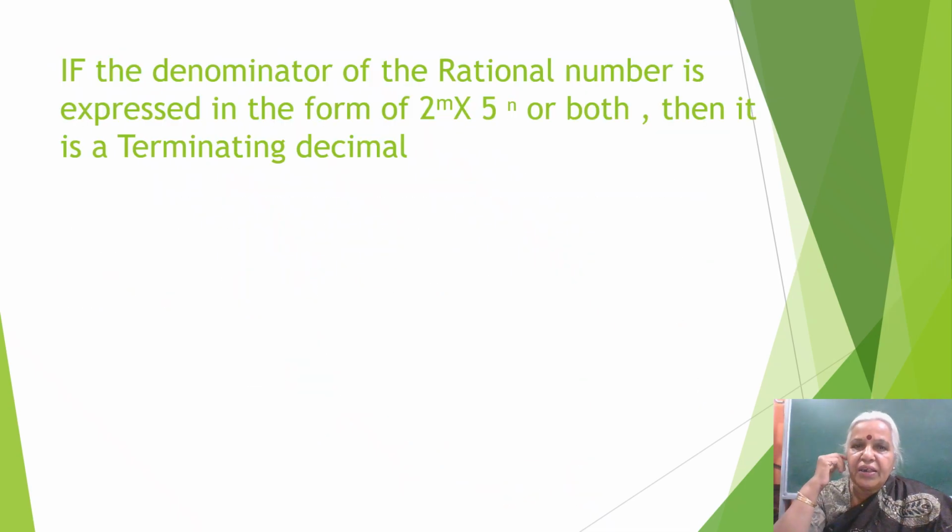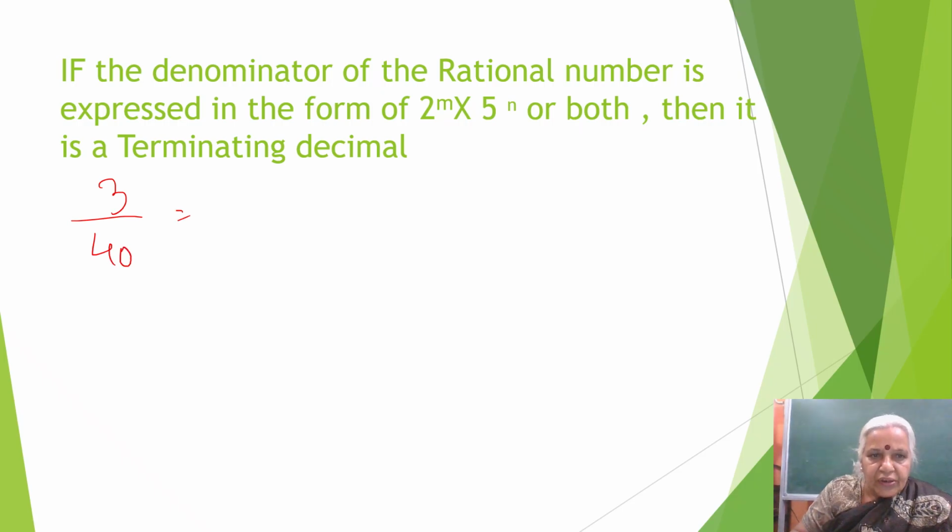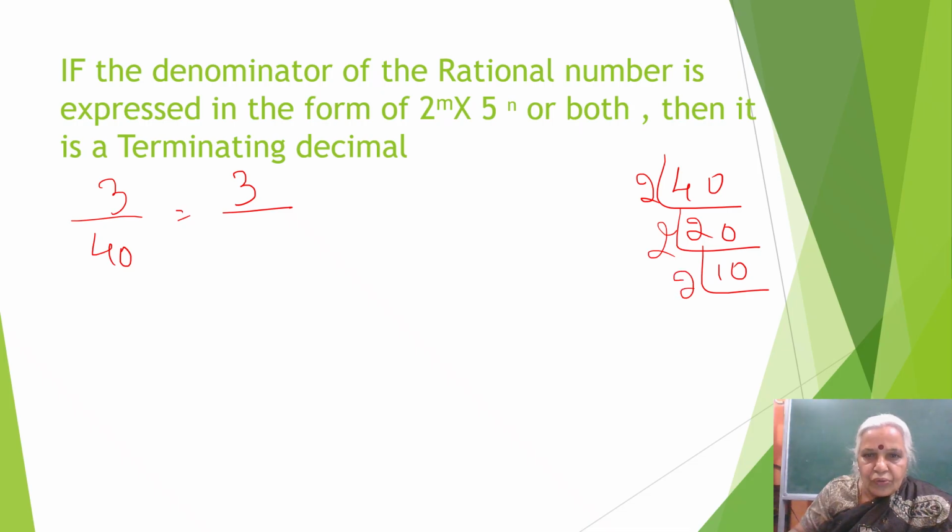If the denominator of a rational number is expressed in the form of 2 to the power of m and 5 to the power of n, or both, then it is a terminating decimal. For example, if you write 3 by 40, here 40 can be written as, see, factors of 40 are 2 20s, 2 10s, 2 5s. That means 2 to the power of 3 and 5 to the power of 1. It is a terminating decimal.